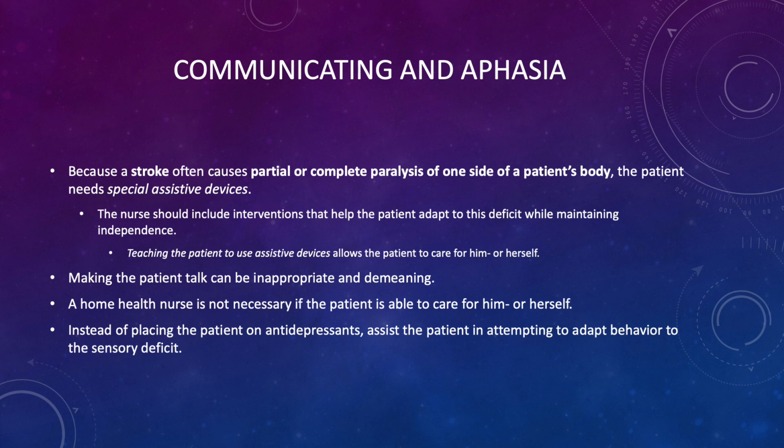Okay, so specific to aphasia and communication, because a stroke is usually the cause of partial or complete paralysis of one side of the patient's body, they're going to need special assistive devices, and this is a concept that we need to understand. When we have partial or complete paralysis of one side of our body, we have to have a special assistive device. We should include interventions in our care plan to help the patient adapt to this deficit while still maintaining their independence.